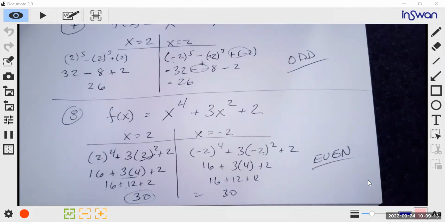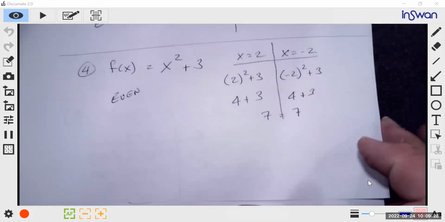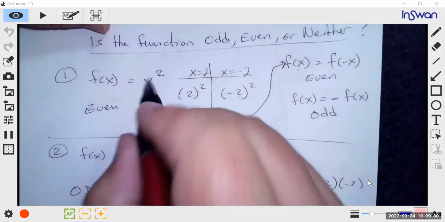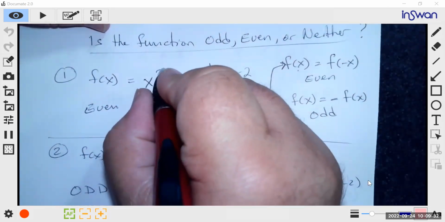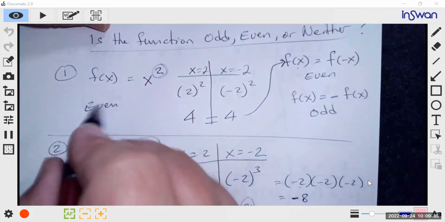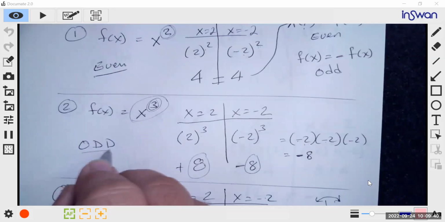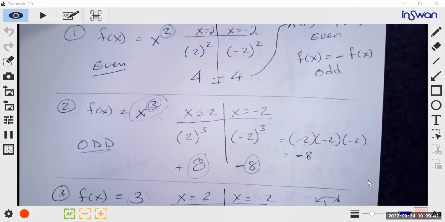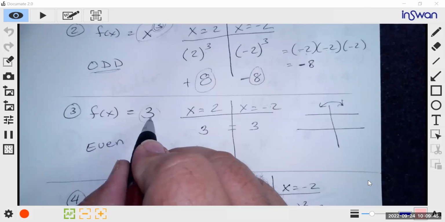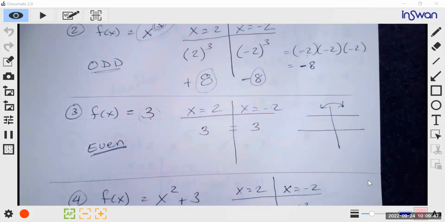Yeah. Okay, now why did I go through those 8 different types of problems? I did that to give you all a shortcut. Let's look at these. We know if the only thing is an even exponent, it's even. If it's an odd exponent, it's odd. If it's a constant, it's also even because it never changes.